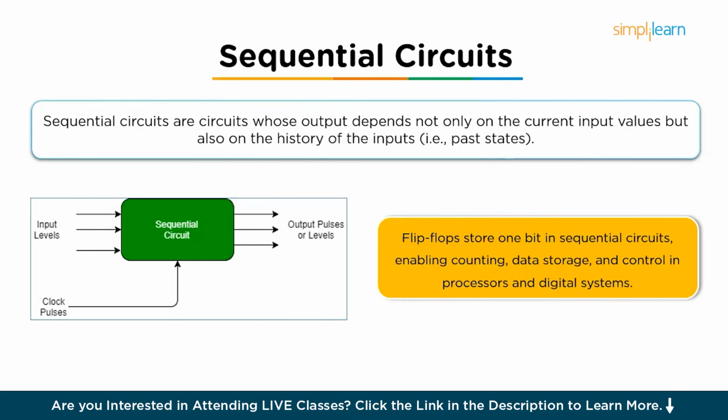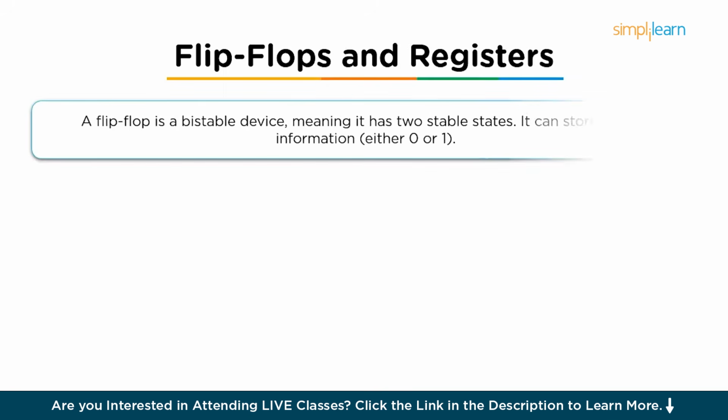So what are flip-flops and registers? A flip-flop is a digital device, meaning it has two stable states. It can store a bit of information, either 0 or 1. The state of the flip-flop is controlled by clock pulses, which allow it to change its state at specific times. So flip-flops are used to build more complex memory elements like registers, which can store multiple bits of data.